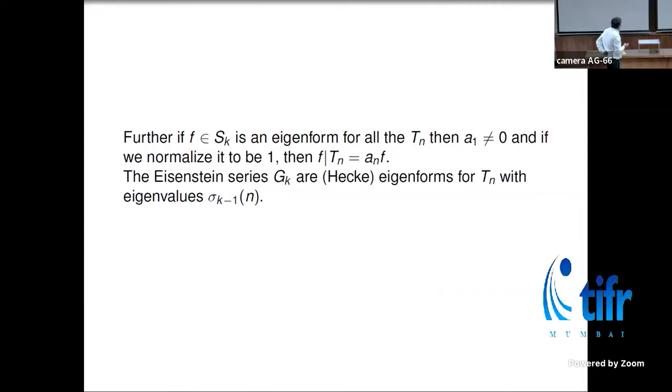The other property is that this is an algebra of operators acting upon this finite dimensional complex vector space, preserving the space of cusp forms. Furthermore, if you look at an eigenform for these Hecke operators, then first of all, the first Fourier coefficient is forced to be non-zero, otherwise the form will be zero. And then you can normalize it to be one. And there is a link between the eigenvalues of F acting upon T n and the Fourier coefficients: the eigenvalue turns out to be exactly the nth Fourier coefficient of F. And then the explicit modular forms of weight k and level one I wrote down are indeed Hecke eigenforms for T n with eigenvalues the Fourier coefficients, sigma k.